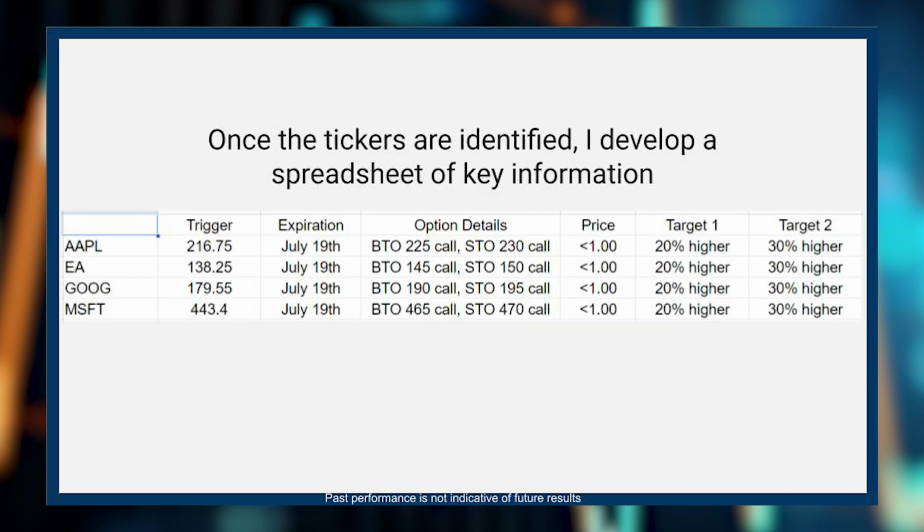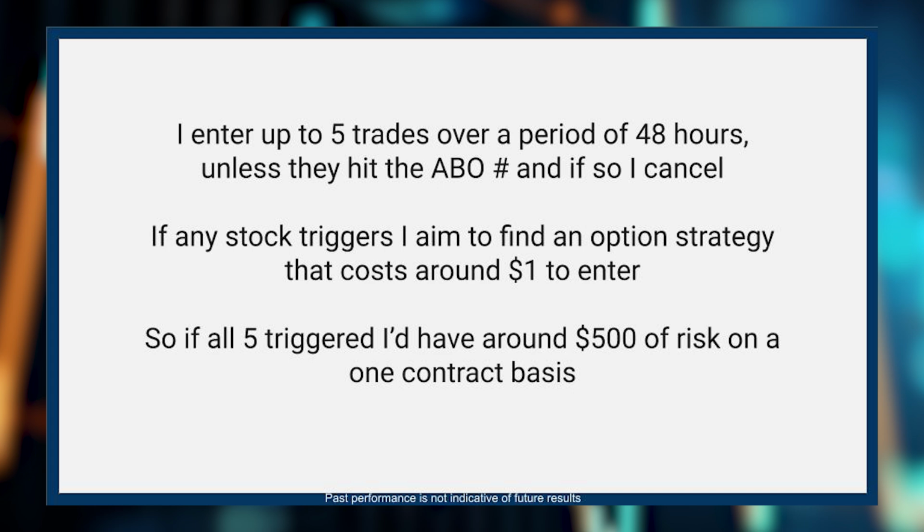Once the ticker's identified, I develop a spreadsheet for key information, where I'm going to get into these tickers, what expiration date I'm going to use, the option details, whether it's a spread or outright long, the price I'm going to pay, my first target, my second target, put the orders in good to cancel, and let it work. That's the process. I enter up to 5 trades over a period of 48 hours unless they hit what I call the all bets off number, then I cancel that particular portion.